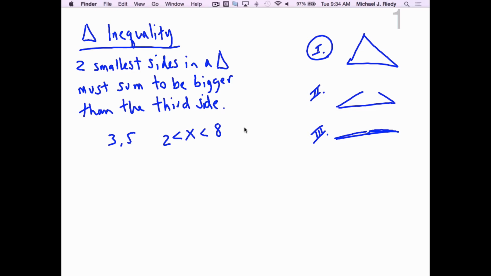The largest side possible would have to be 8 because you can only add side lengths. You guys buying any of that? Yes. Anybody not? All right. So let's change the numbers just to make sure we understand what's going on here. What if the sides are 13 and 24? What is the range of possible x values?